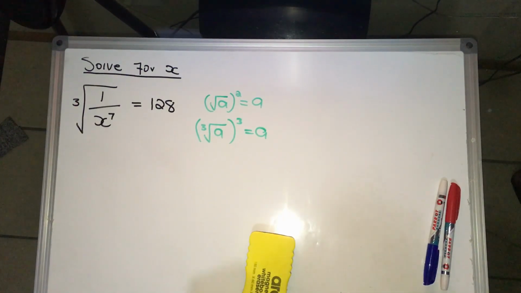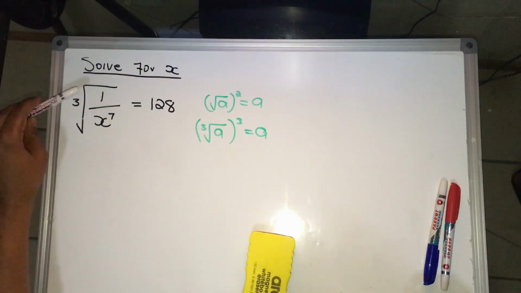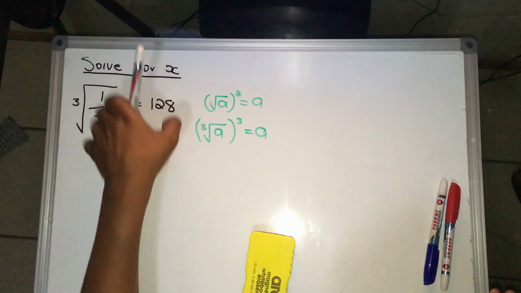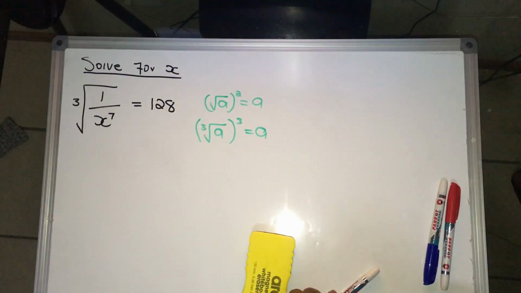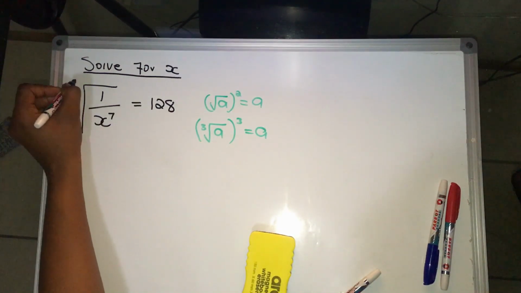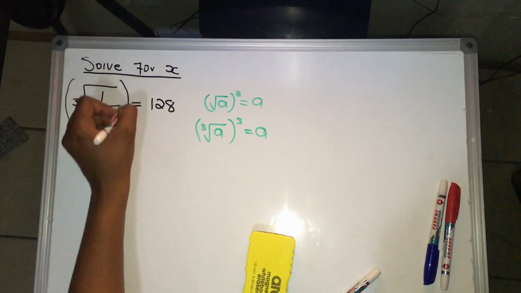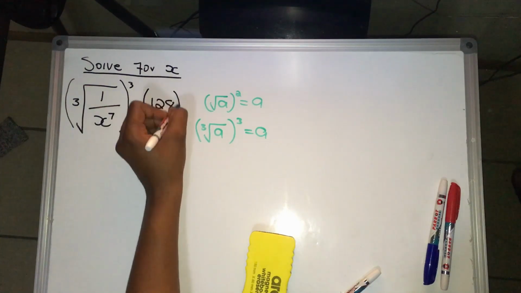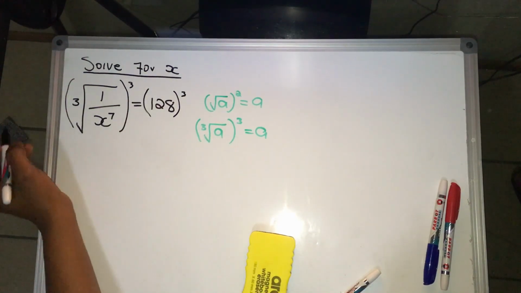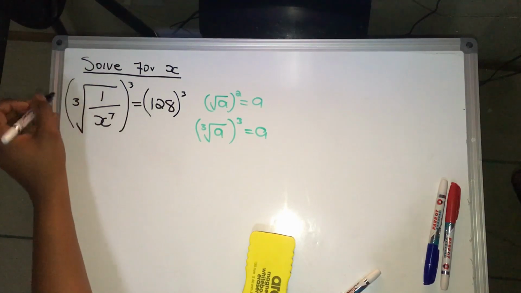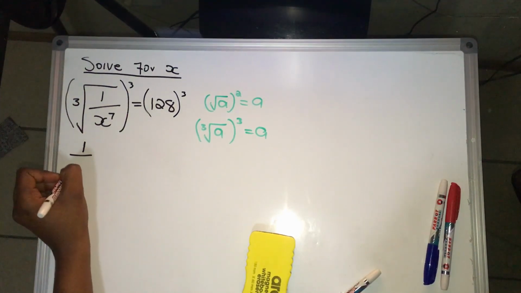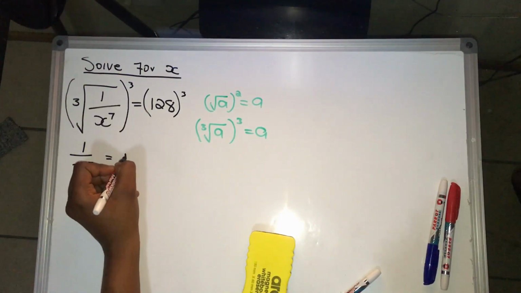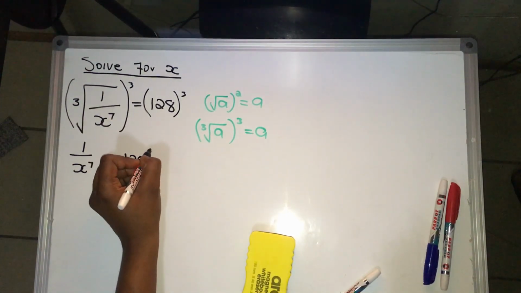So remember, here we have 2 sides of the equation, so we cube this side and balance the equation by cubing the other side as well. All right? So we'll do that. We take the cube on the left and then the cube on the right as well. Okay, so this removes the cube root. So on the left we get 1 over x to the power 7, and on the right we get 128 to the power 3.